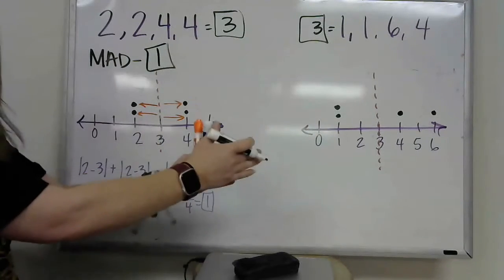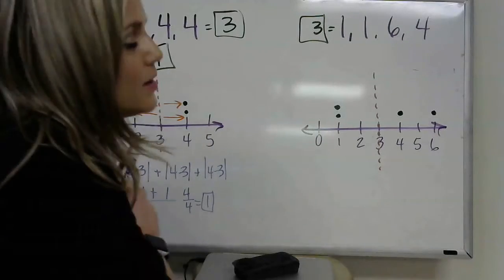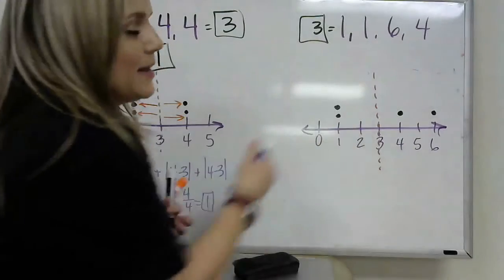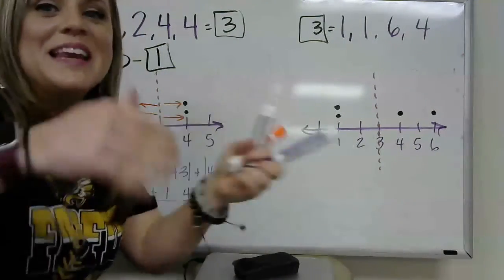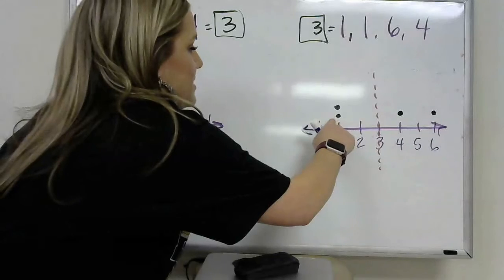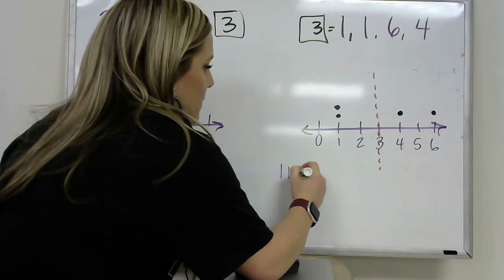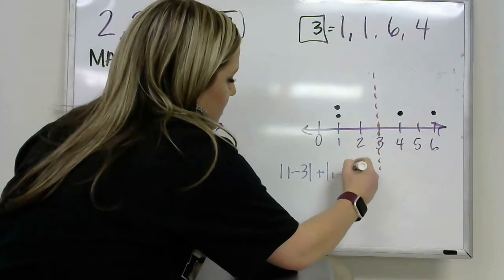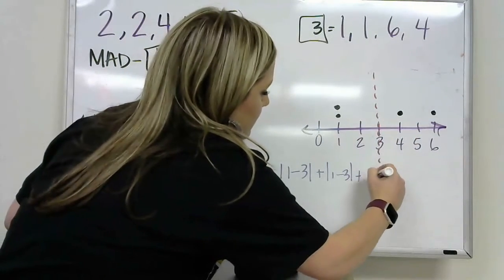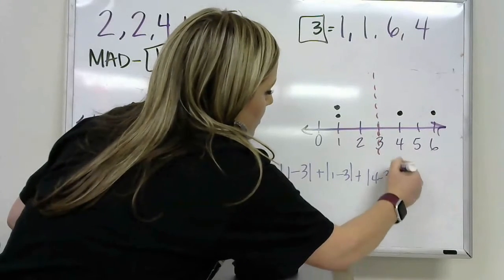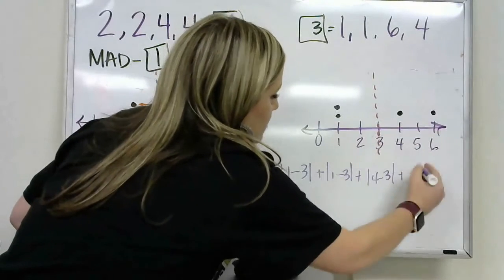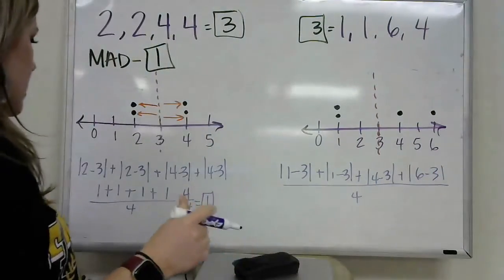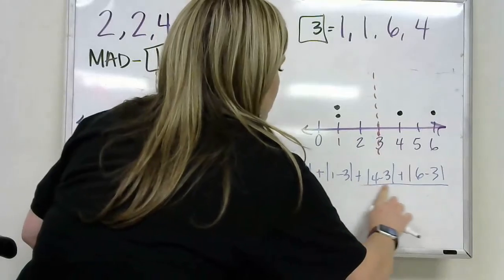All right, so let's go to this next set of data. Same average, but the data is spread out more. So I'm going to find the mean absolute deviation. It's going to be 1 minus 3 plus 1 minus 3 plus 4 minus 3 plus 6 minus 3, and we're dividing that by 4. Actually, let me do it like I did the last one.